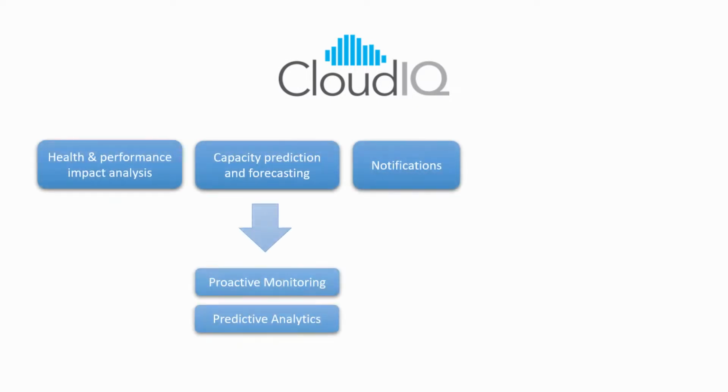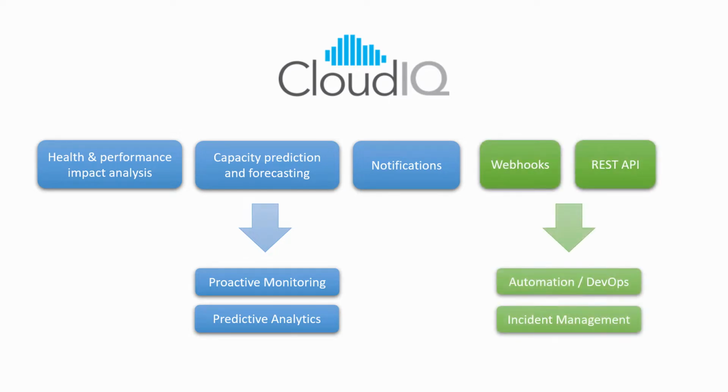Dell EMC CloudIQ is a cloud-based solution that has traditionally focused on proactive monitoring and predictive analytics. Through consolidated telemetry for all kinds of Dell EMC infrastructure and advanced algorithms, CloudIQ has helped customers to reduce risk, plan ahead, and improve productivity. However, the latest release includes new functionality that will fundamentally change how CloudIQ is used: the REST API and webhooks.